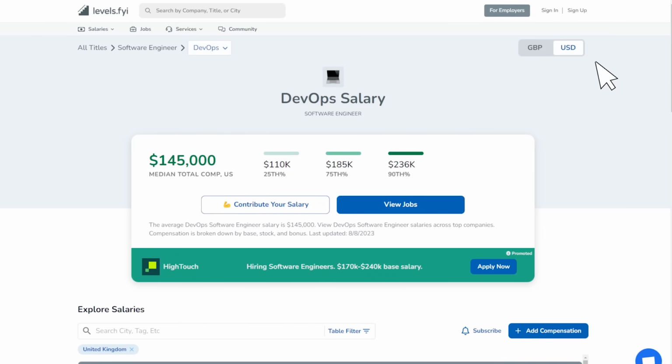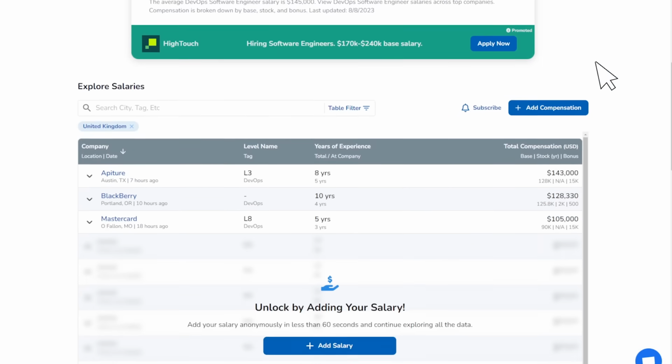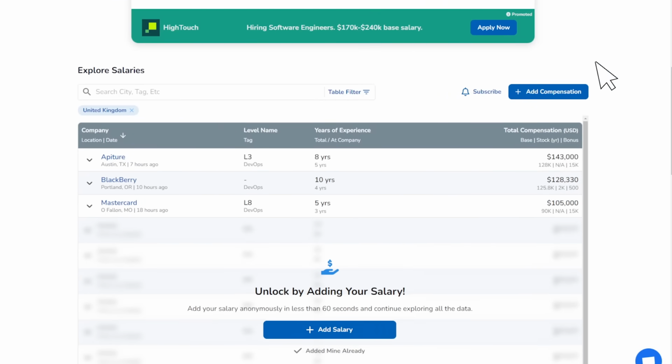Now, I went to Levels FYI, which as many of you know is one of my favorite websites when it comes to salaries and total comp, mainly because it's accurate. It is literally through connecting with employees, them sharing data, they have to back up that data, those numbers. And let's go into Levels FYI right now. Let's click on DevOps, because DevOps is something that would utilize this framework quite a bit. Now, as you can see here, under DevOps, the total median comp is 145,000 US.